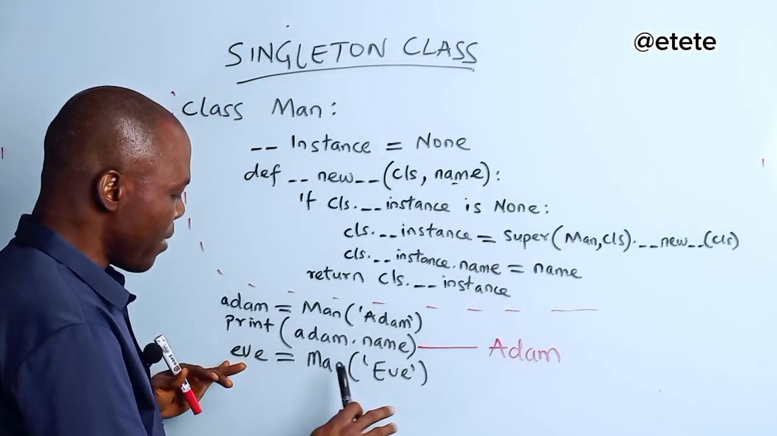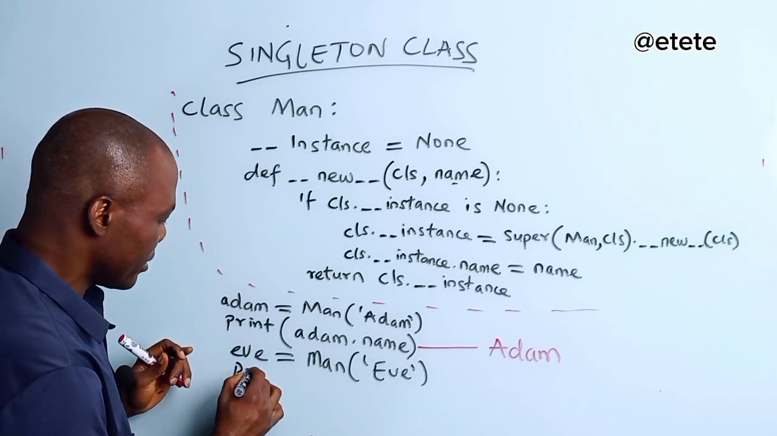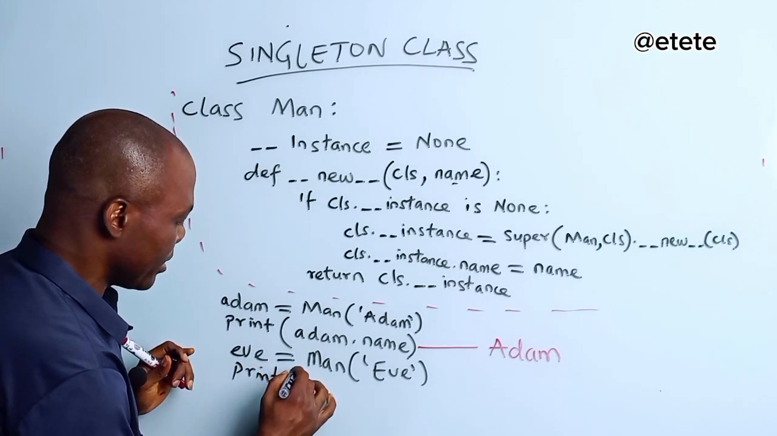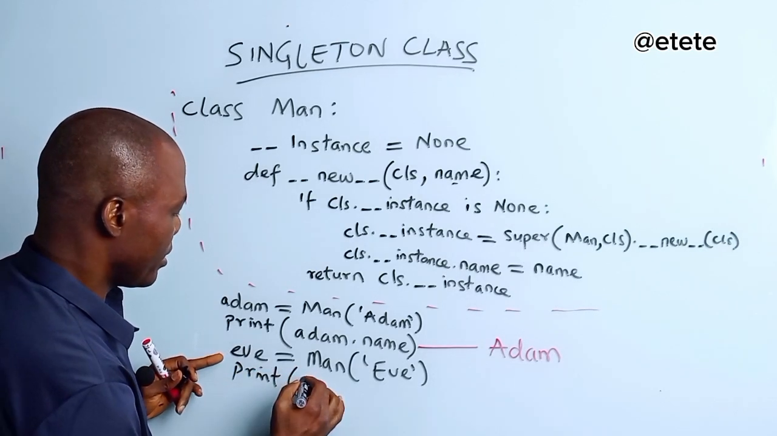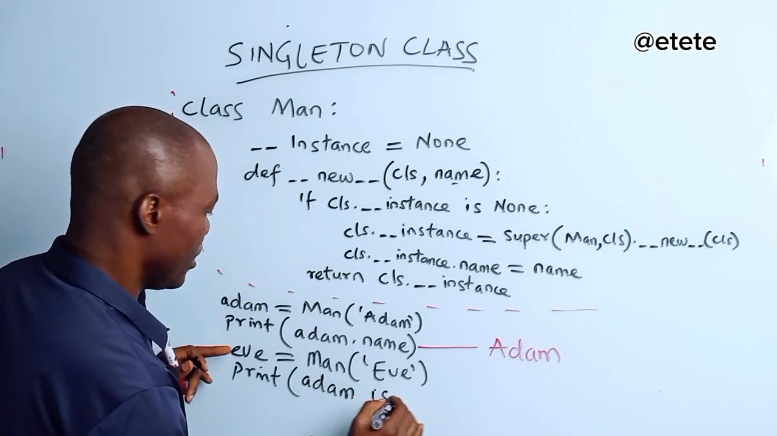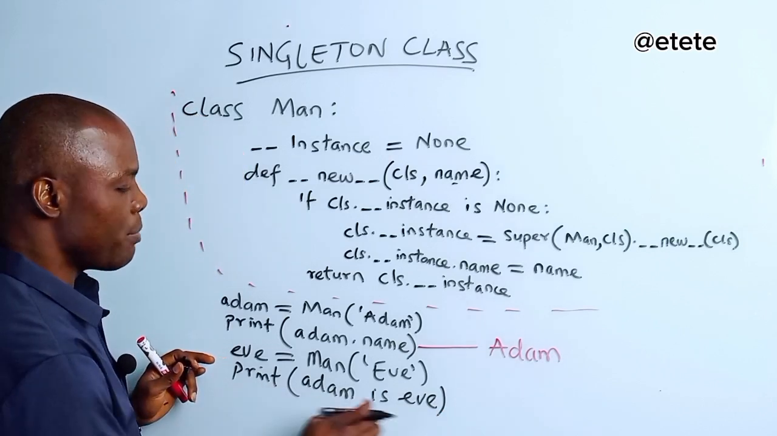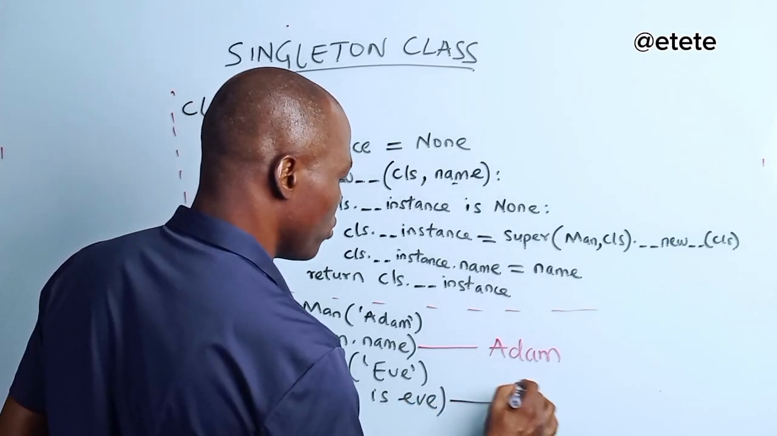So at this point, I can decide to check by saying print. I can test by saying print Adam is Eve. If I say print Adam is Eve, this one will give me True.